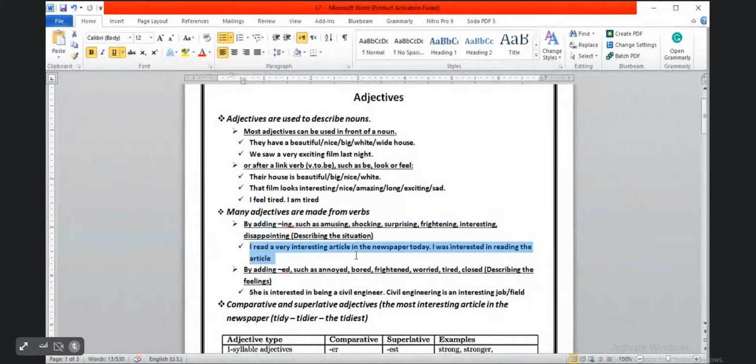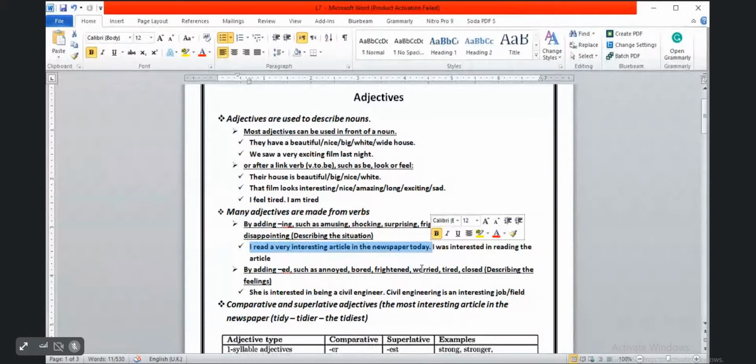I read a very interesting article in the newspaper today. هو ايش يقول أنا قرأت very interesting article مقال مثير للدهشة in the paper today. So, interesting article.